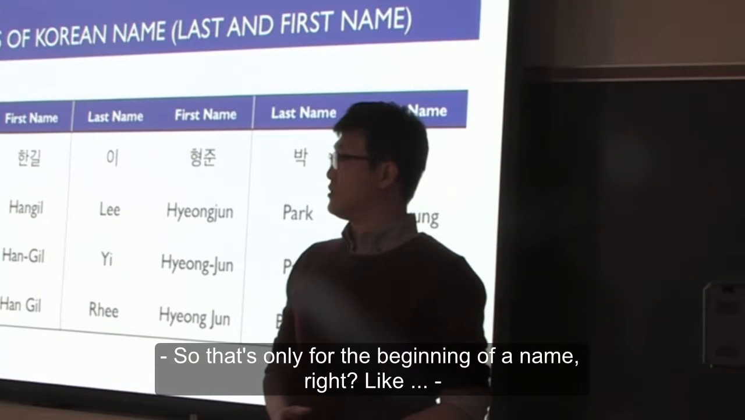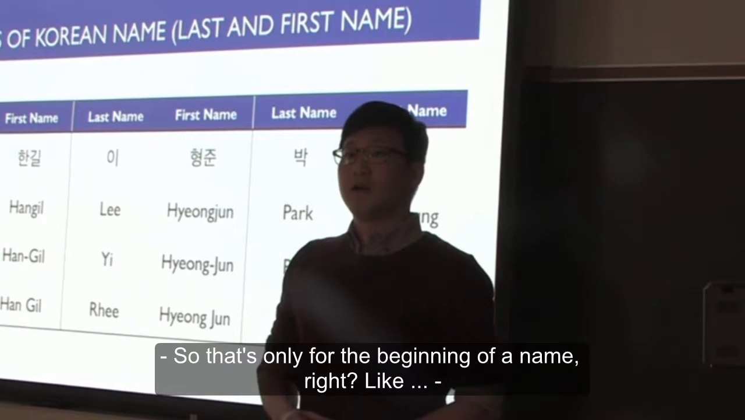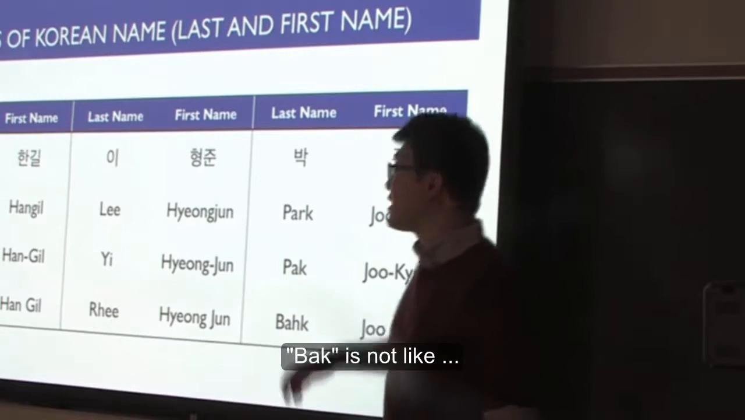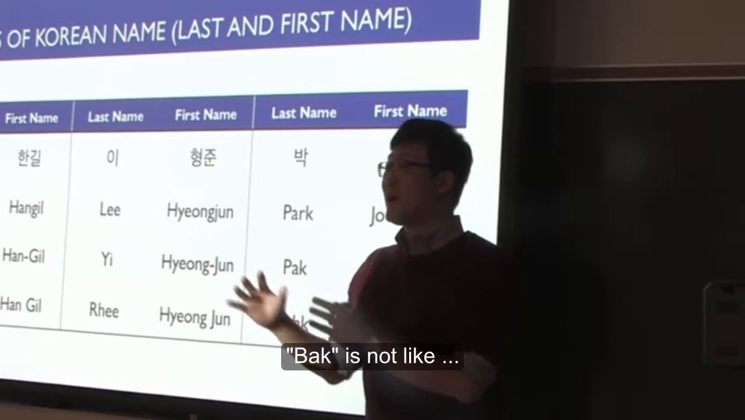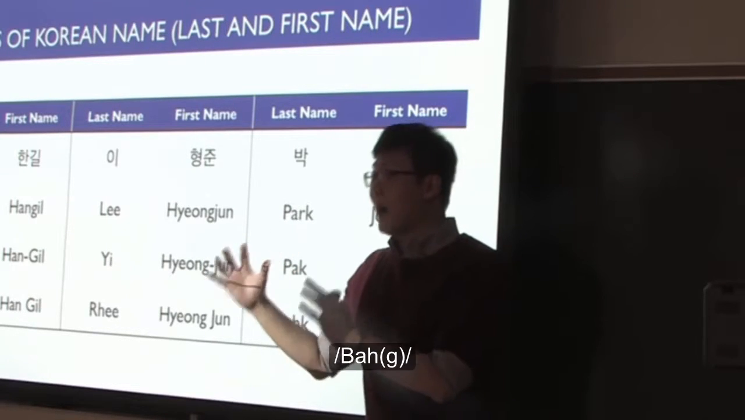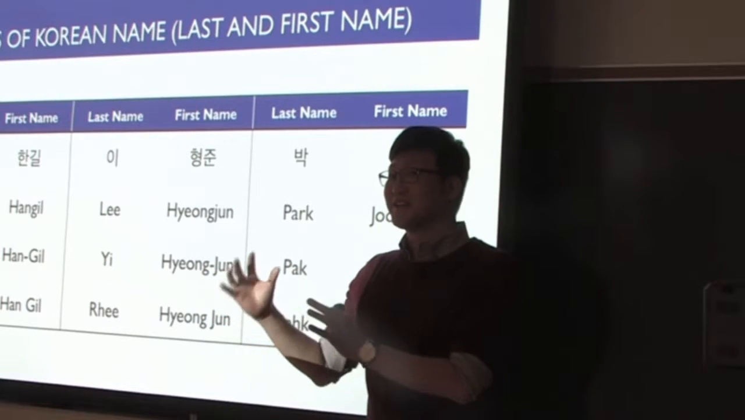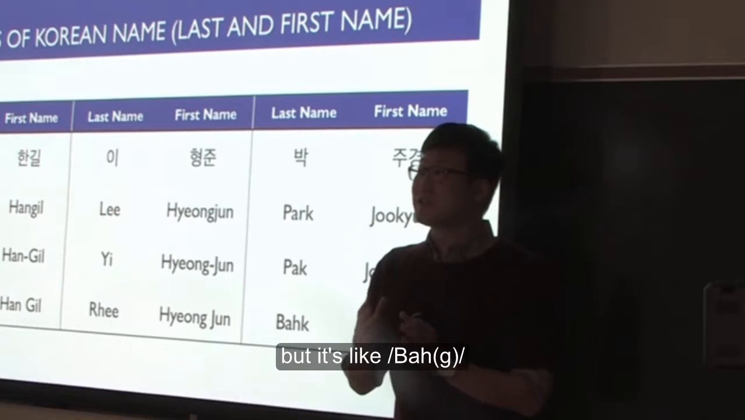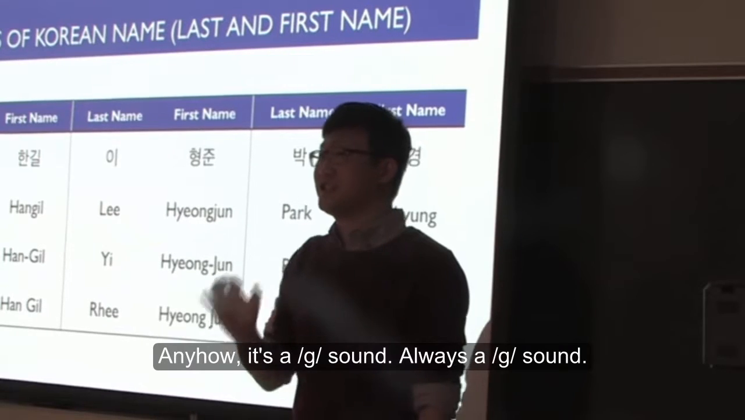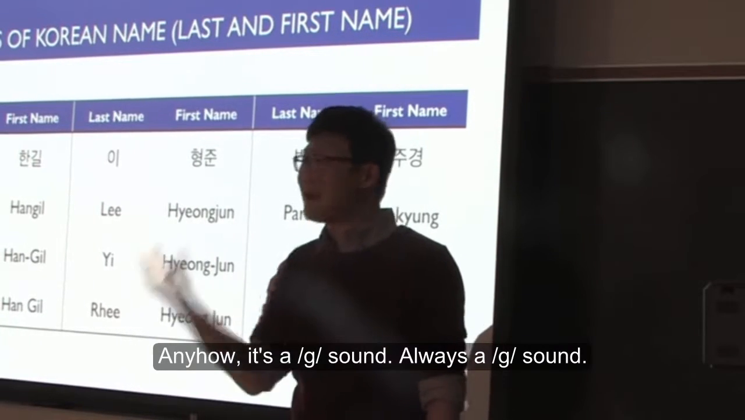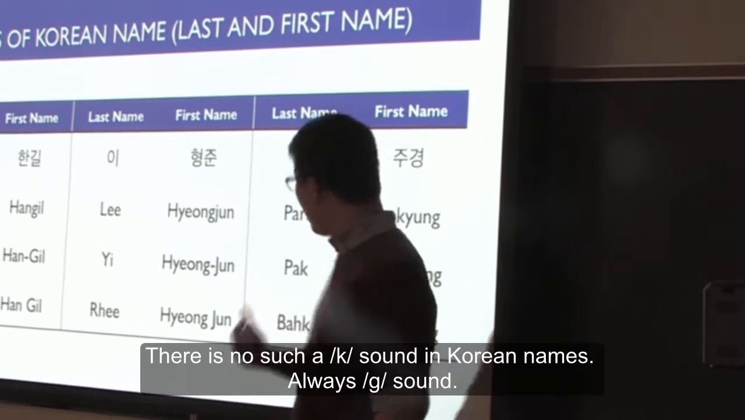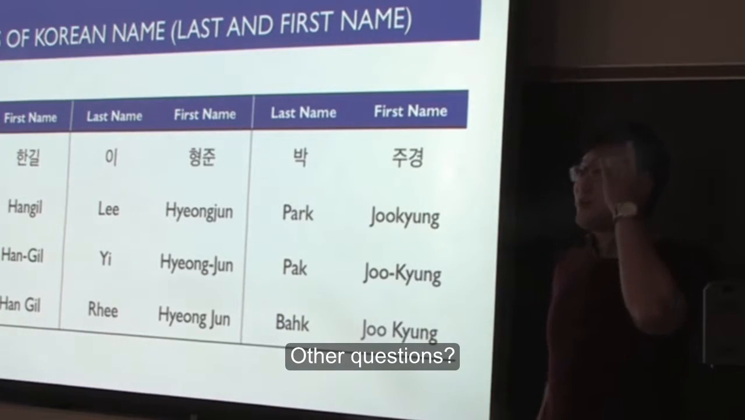Yes. And that's only the beginning of the name, right? Like Bach. Always. Bach is not a hard K sound at the end, not like the composer. It's like Bach. Anyhow, it's a G sound. Always a G sound. There's no such K sound in Korean names. Always G sound. Other questions?